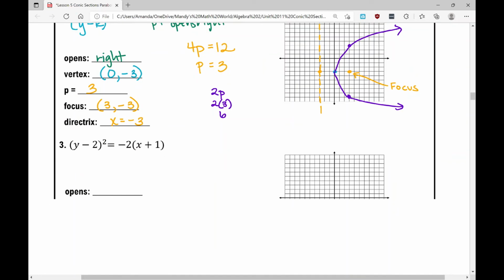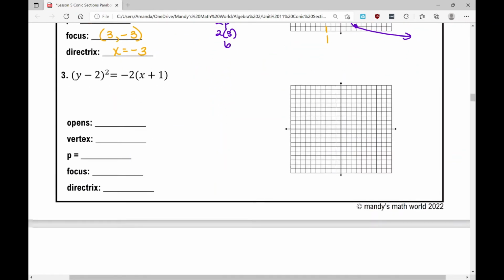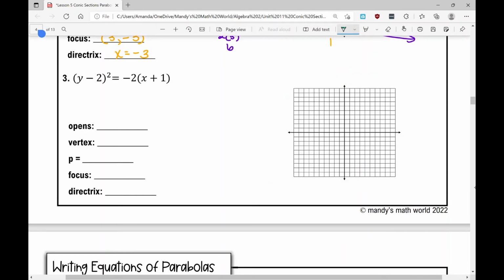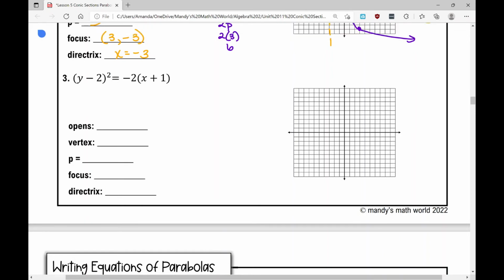Let's move on to our last example over graphing parabolas. In this example, y minus 2 squared equals -2 times x plus 1. So I only have one squared variable, so I know it's a parabola. Is it going to open horizontally or vertically? Because y is squared, I know it opens horizontally. Now, what do I look for to tell me if it opens right or left? I'll look at the value of p. And in this case, right here, p is negative, so it opens left.